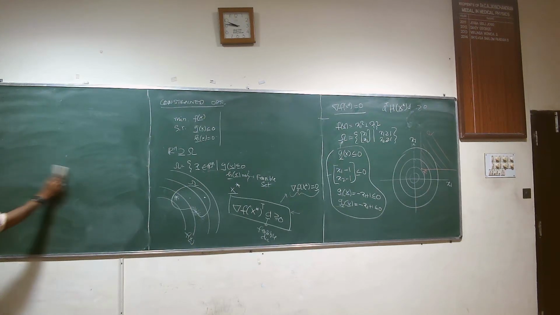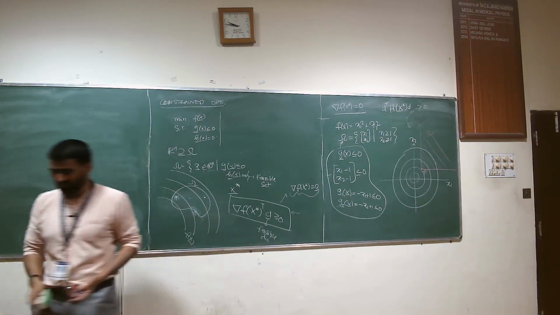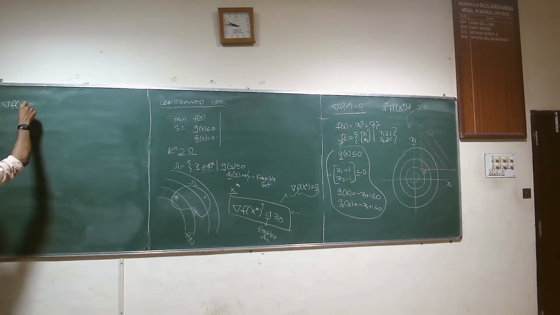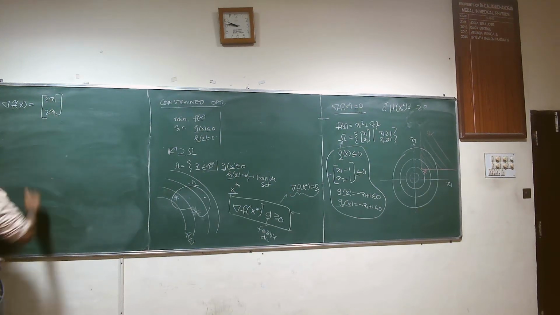Well, we need two things to find out if it's a minimum. We need the gradient, and we need the set of feasible directions. What is the gradient? Let's start with that. What is the gradient? What is it? So it's 1, it's 2, okay.